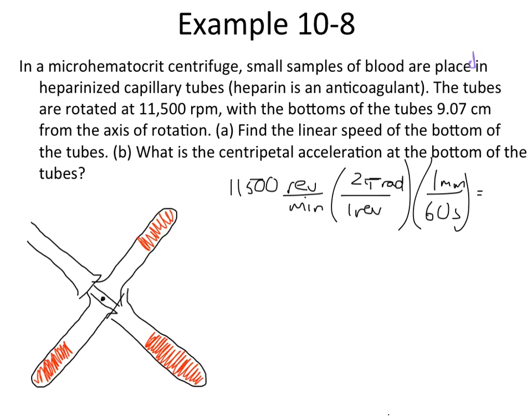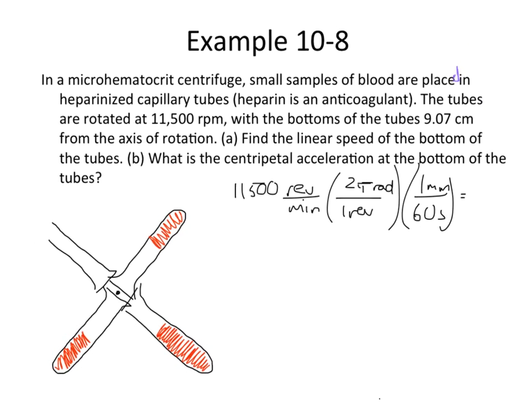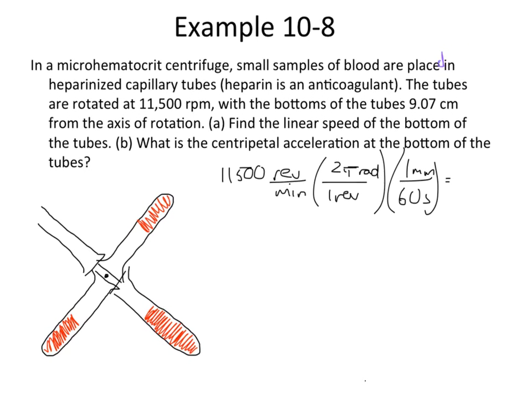With our answer, I found that I've run out of space, so let me give myself a little more space there. There we go. 1,204 radians per second. Okay, good. So that is our angular velocity.